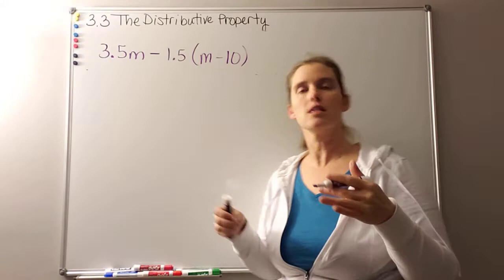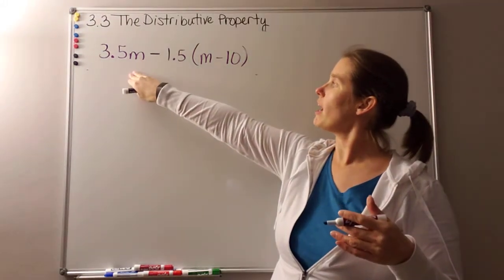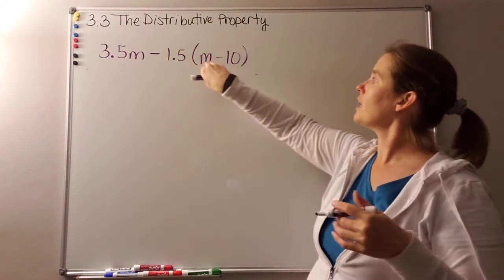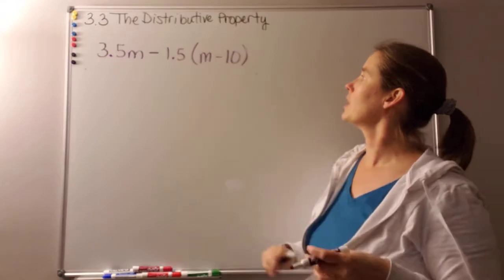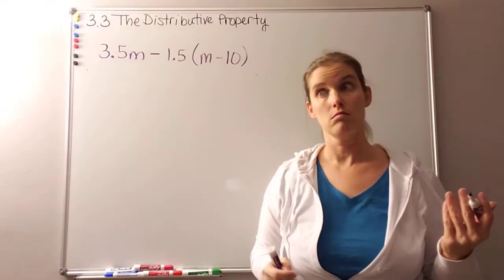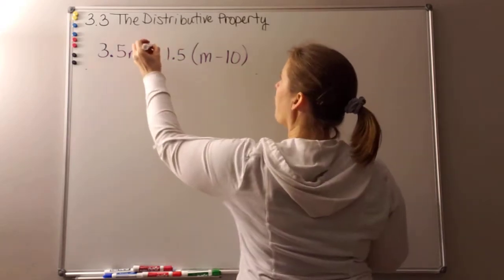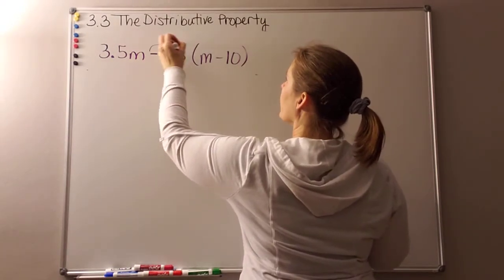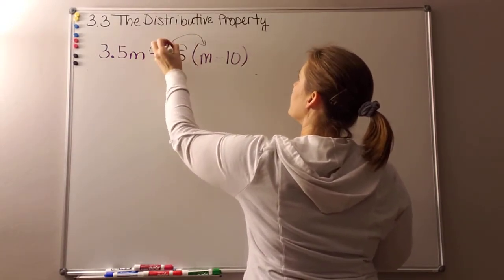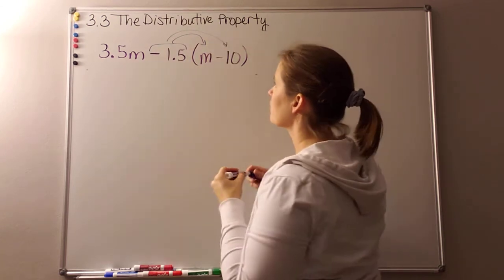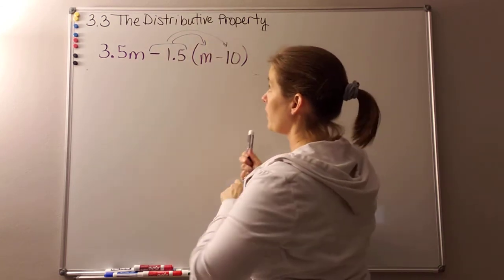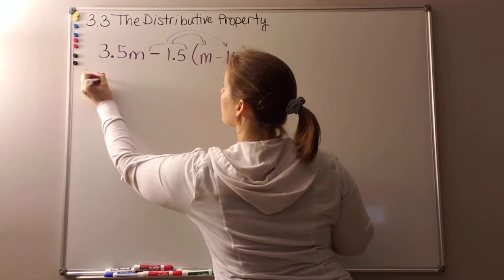We're not going to deal with the 3.5m yet. Can't do anything in parentheses, but we can do our multiplication. So we're going to distribute, and we're going to take the sign with us here. That whole thing times m and times negative 10. And we write down what we've already got, 3.5m.